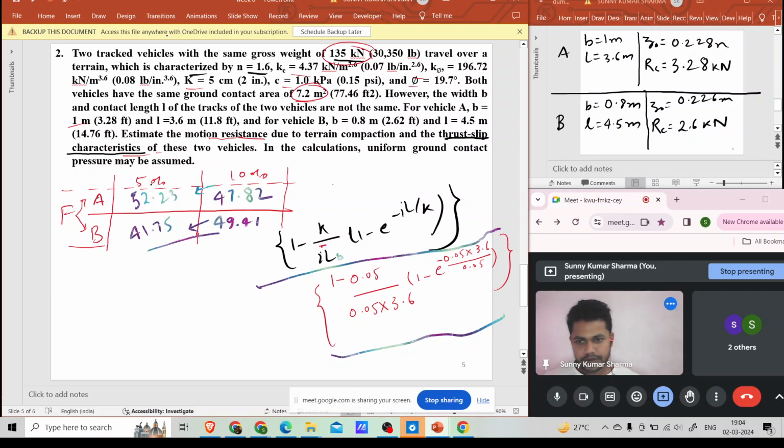Okay, what value did you get? I got 42.71, sir. Okay, this is for vehicle V, right? There is some mistake in the calculation, I guess, because this should not decrease so much.